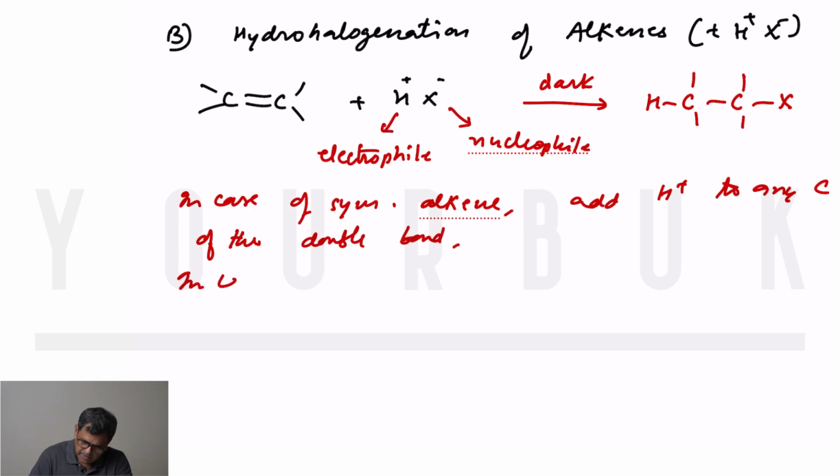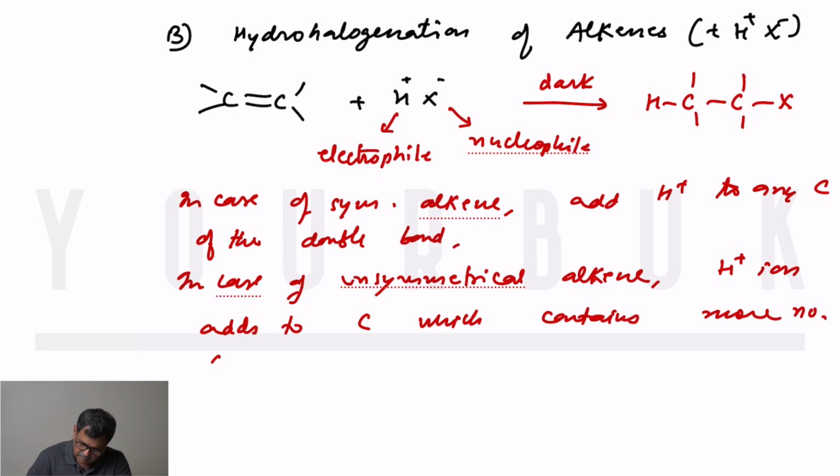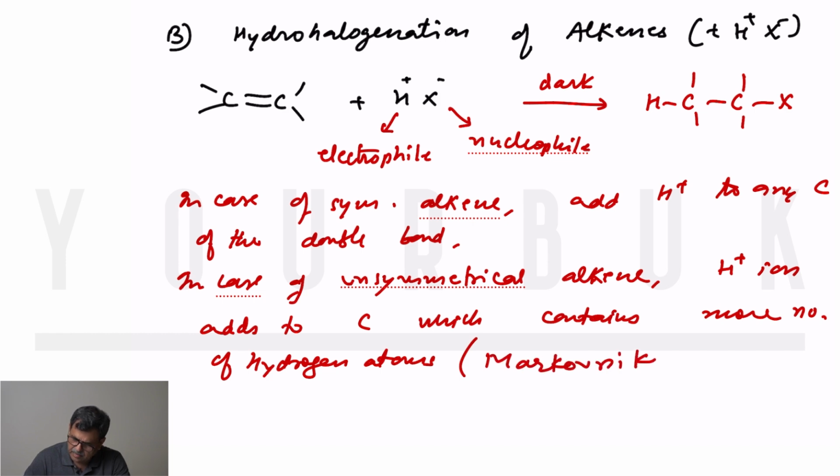And in case of unsymmetrical alkene, H plus ion adds to the carbon which contains more number of hydrogens, more number of hydrogen atoms. This is called, if you remember, Markovnikov's rule.